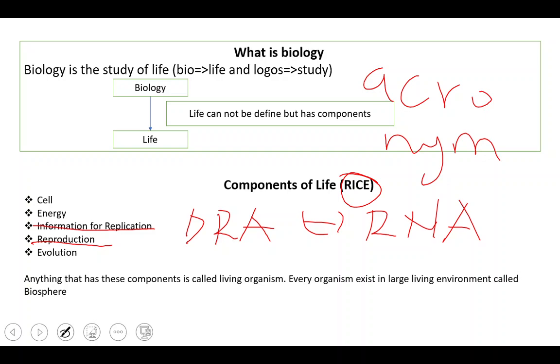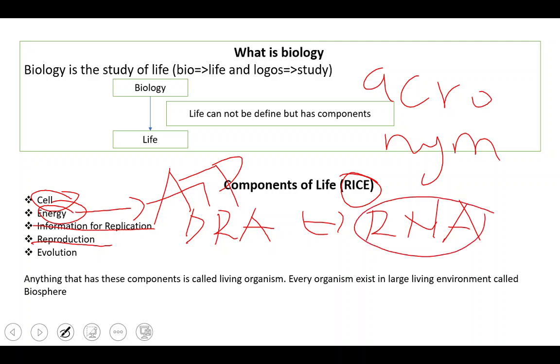The next thing that we have is cell, which is C. Every living organism, any living organism you may think of, is made up of cell. The last one is E, which is energy and evolution. Every living organism has what we call energy that enables it to grow and reproduce. This energy is a chemical, and we call it ATP. For now, all these things that I am mentioning, just know them as important keywords that you will come across in biology.